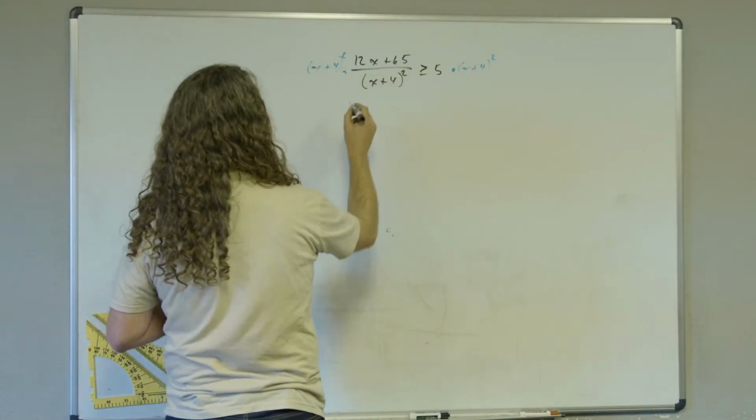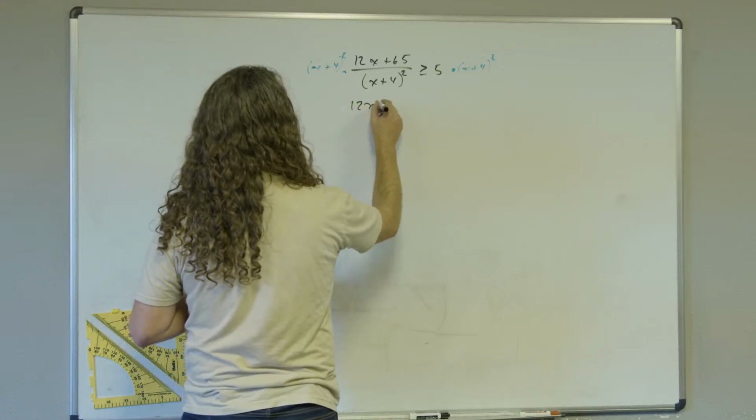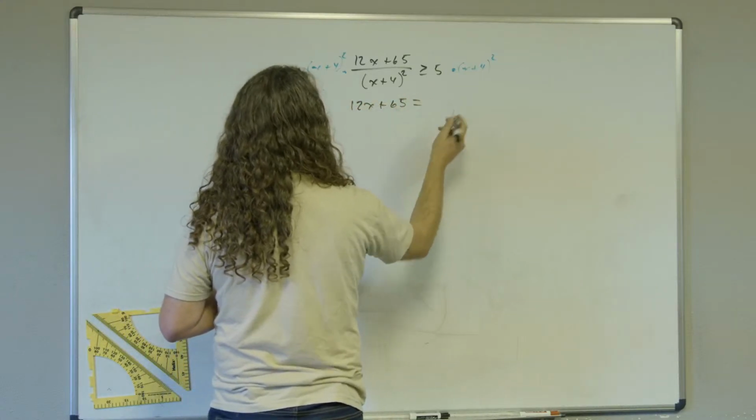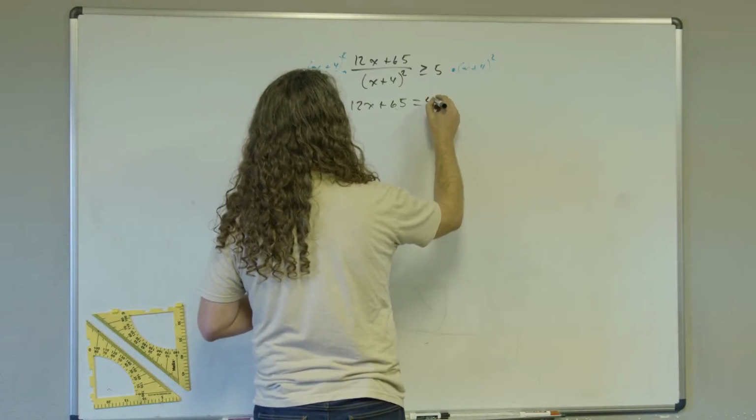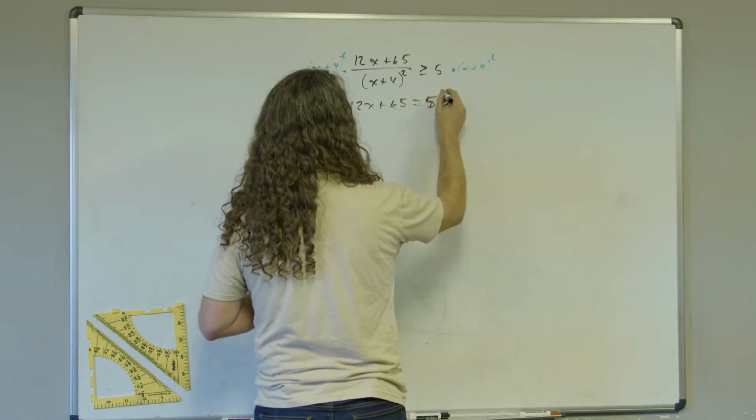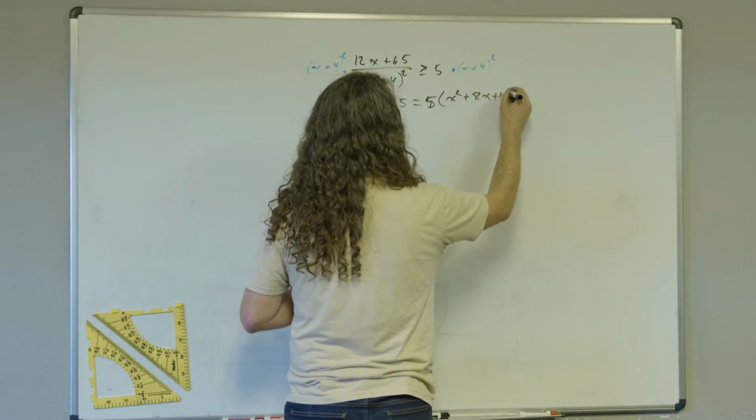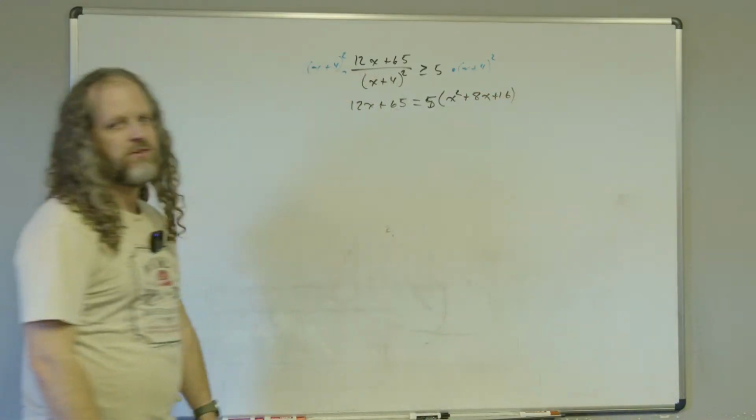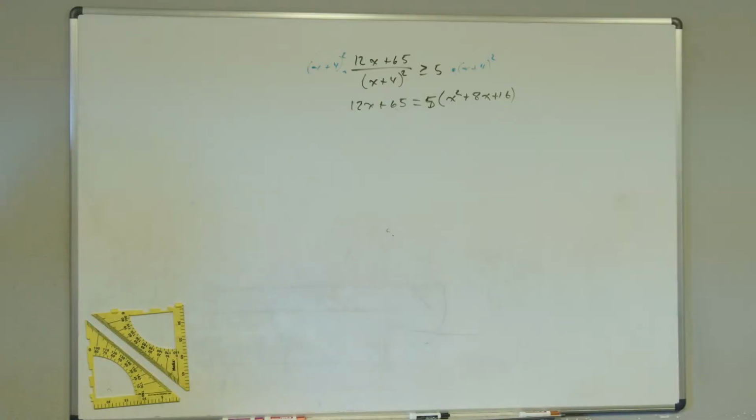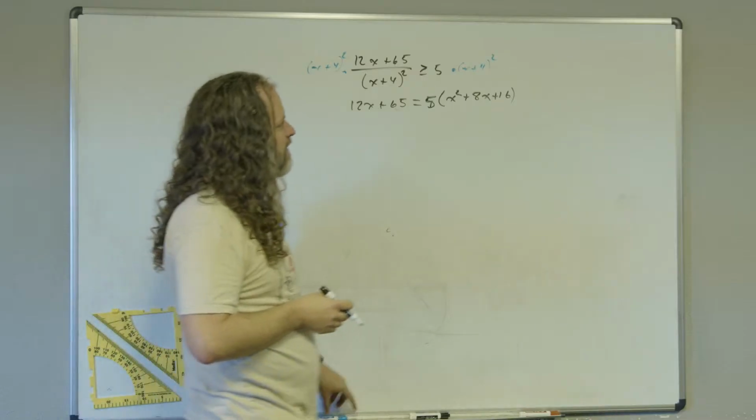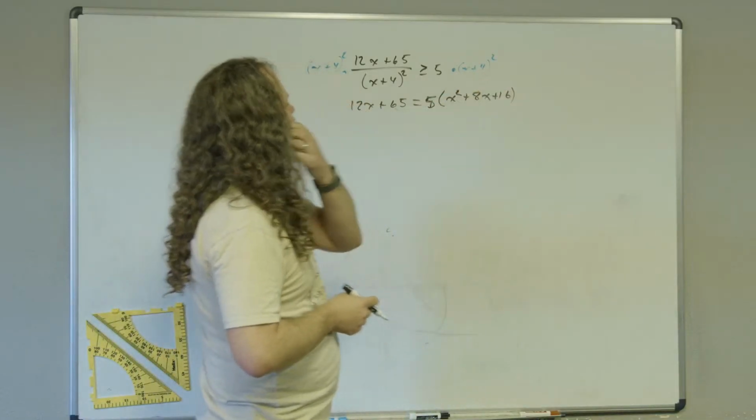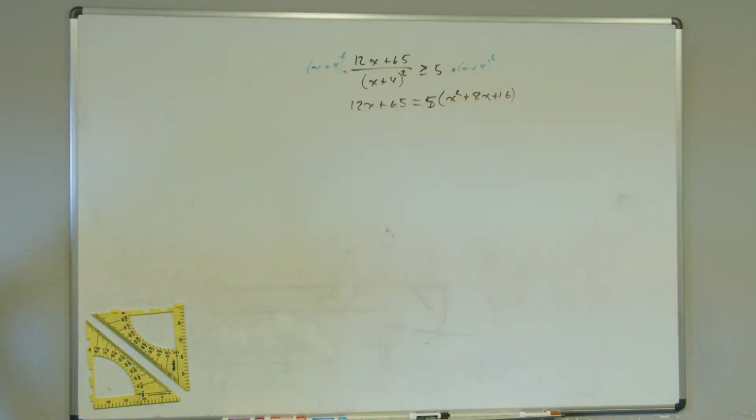Okay, so we've got 12x plus 65 equals 5 times x squared plus 8x plus 16, right? What did I do? You did the simple thing. You did the unfactoring. I did square this, right? A squared plus 2AB plus B squared. Indeed.